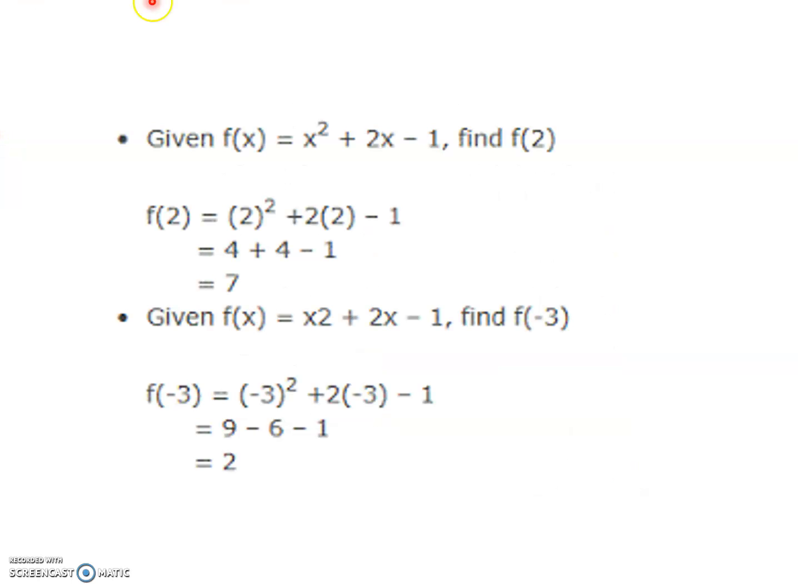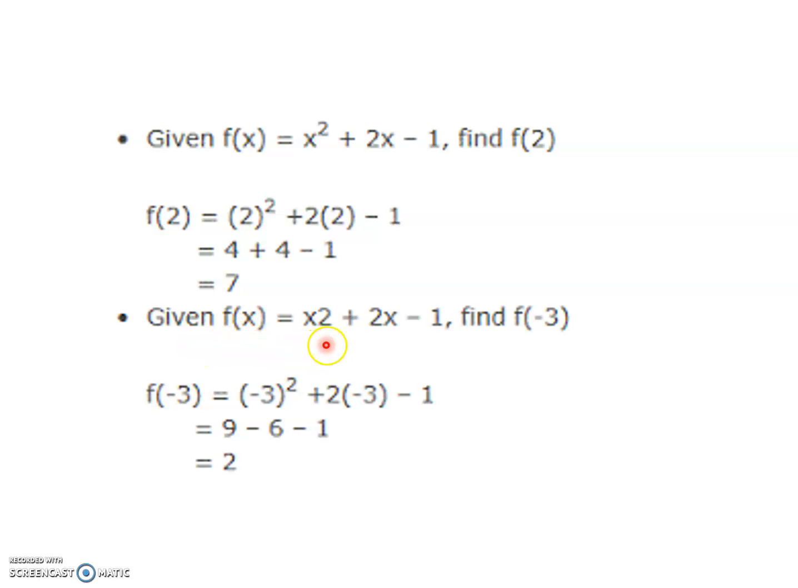In the given example, f of x is equal to x square plus 2x minus 1. Find f of 2. It is the question. Instead of x, we have to put the 2 there. So 2 square plus 2 into 2 minus 1. 2 square is 2 into 2, 4. 2 into 2 is 4, and minus 1 remains the same. 4 plus 4 is 8, minus 1, it is 7.